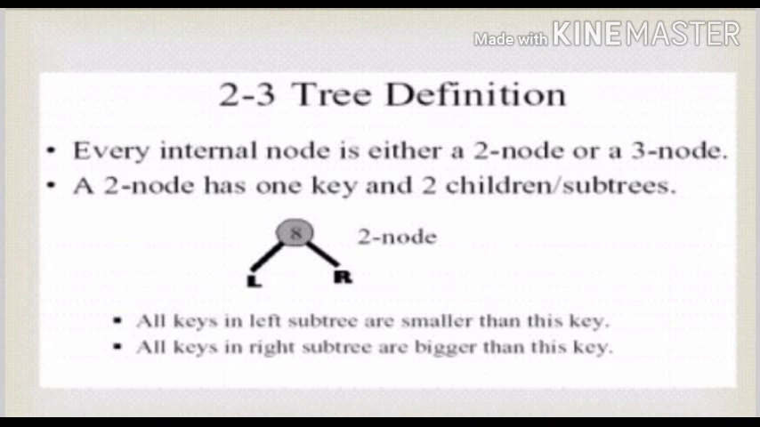Here we see a 2 node. Here 8 has 2 children, one left and one right. All keys in the left subtree are smaller than this key. All keys in the right subtree are bigger than this key.